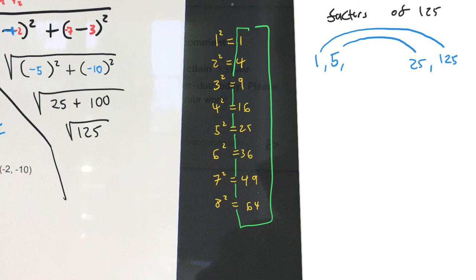125 divided by 6. Apparently 6 does not go into 125. Then you could ask yourself, does 7, does 8, does 9, does 10? So as far as I could tell, these are actually the only factors of 125. Okay? These are the only factors of 125.